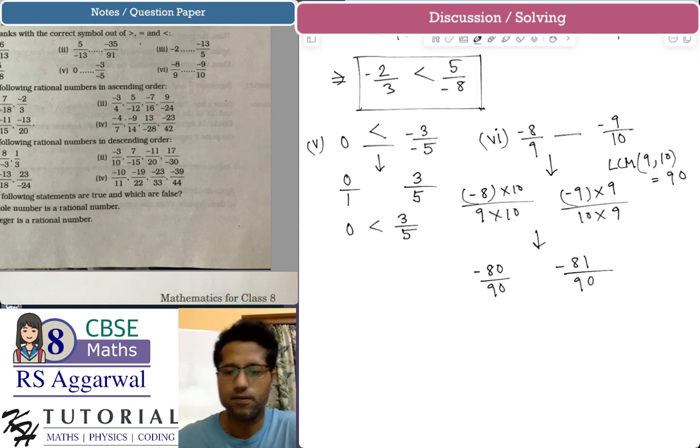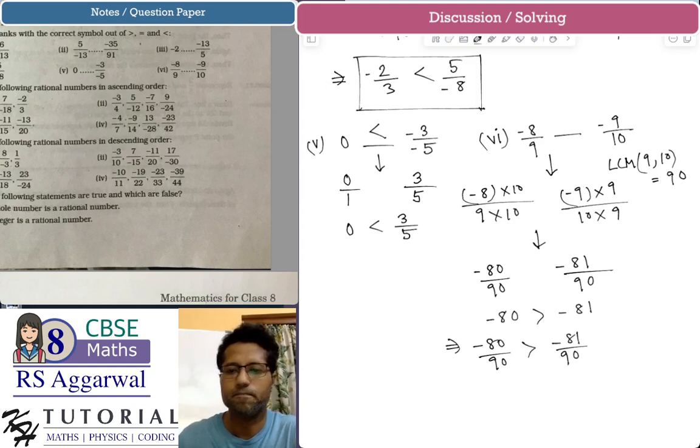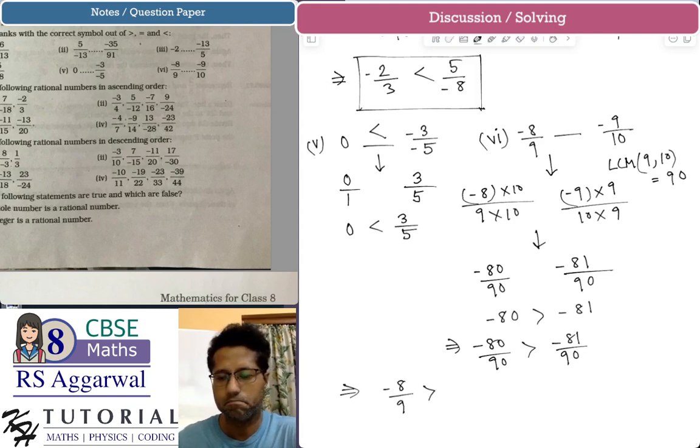We can now compare them based on their numerators, and we see that the numerator minus 80 is greater than the numerator minus 81. So this implies minus 80 by 90 is greater than minus 81 by 90. So this implies that the original rational number, minus 8 by 9, will be greater than the original rational number, minus 9 by 10.